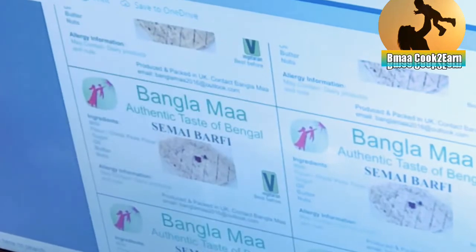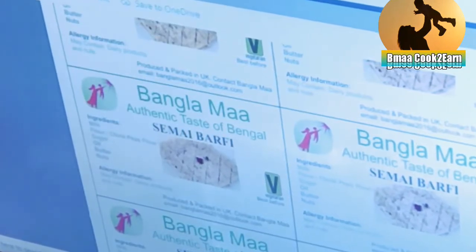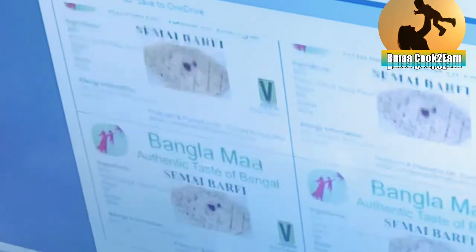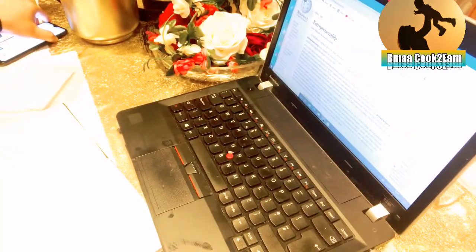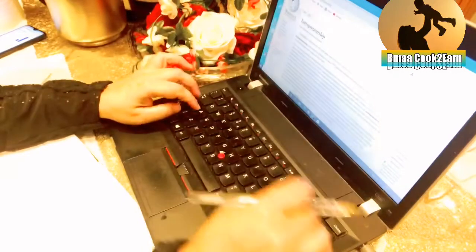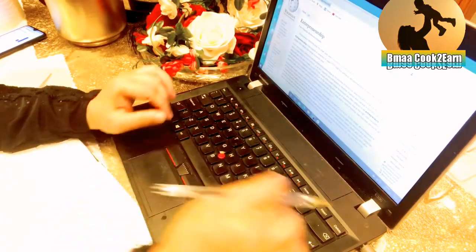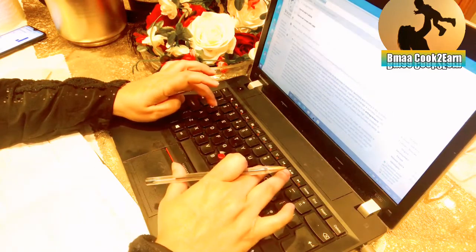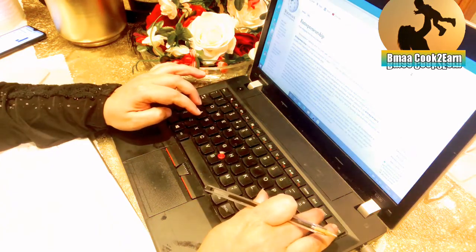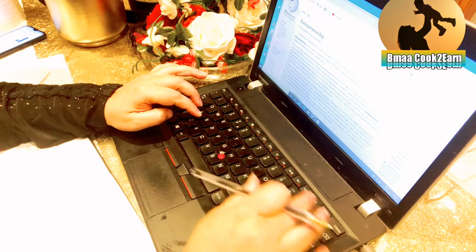So to try out our ideas, Unlimited funded us £4,000, and that's how we made the Banglama logo, and we tried out our recipes. We made some loss as well. It seems like we made a profit on Nimkis, because it's not a lot of expense to make Nimkis, yet it has become very popular with the customers.